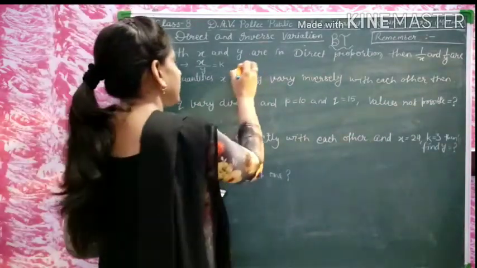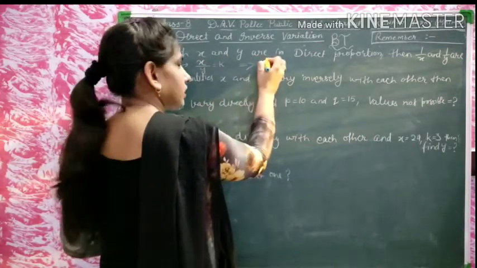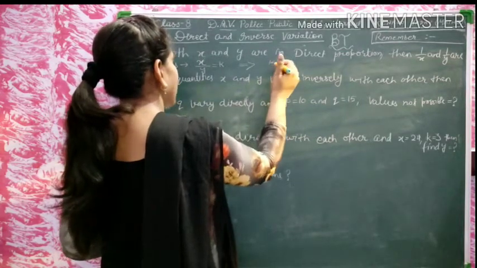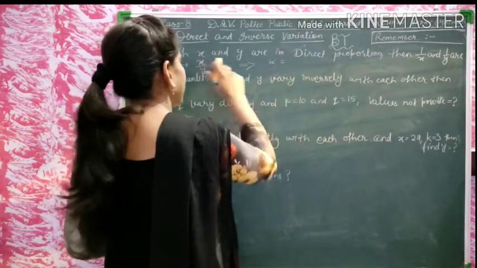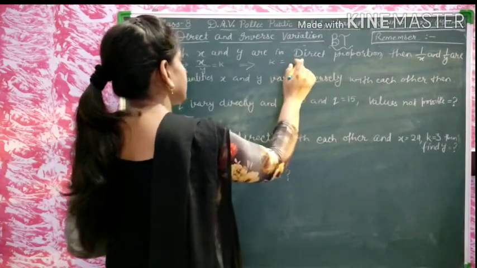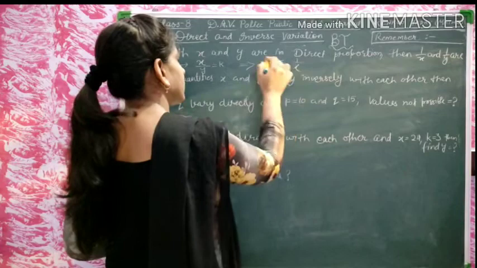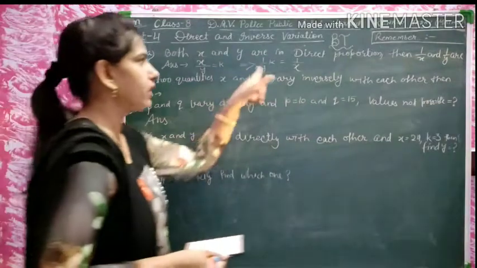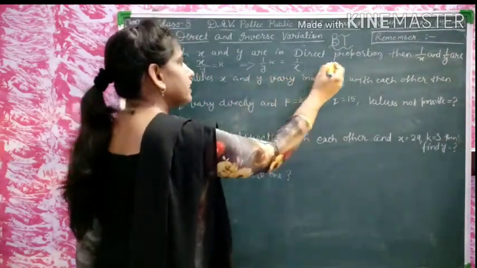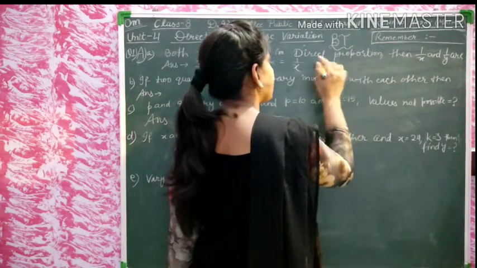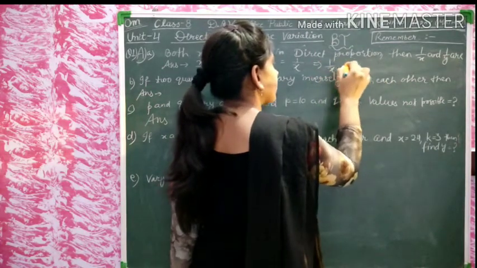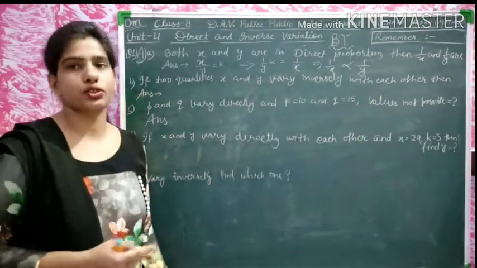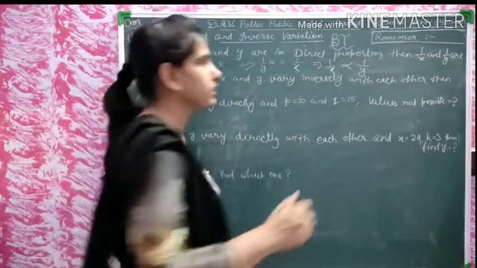Yes, we have to calculate here. We will write k equals 1 upon x, and this is 1 upon y. Is this clear, students? And it implies that 1 upon x is directly proportional to 1 upon y. It means there is also a direct proportion. Is this clear, students?